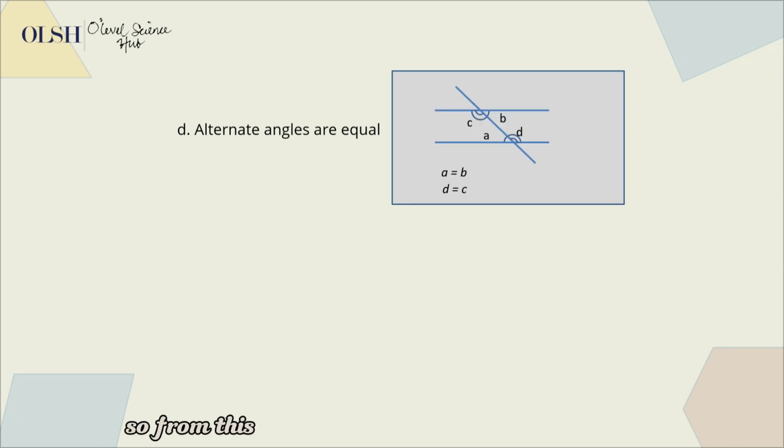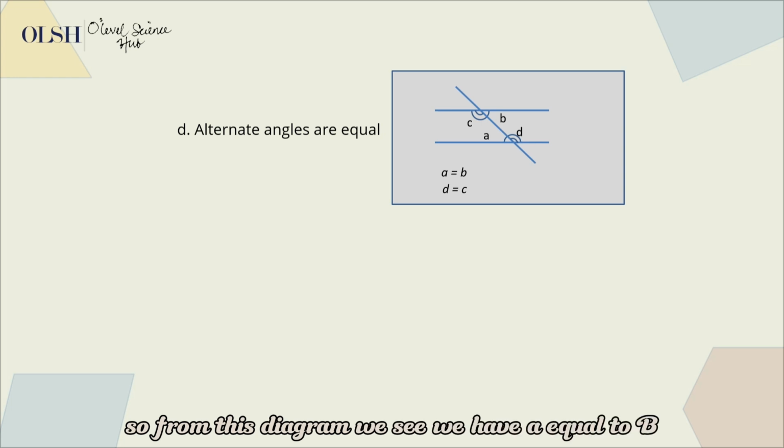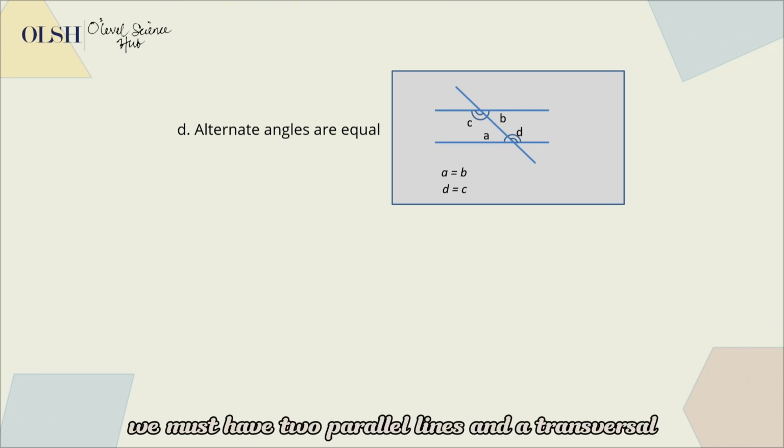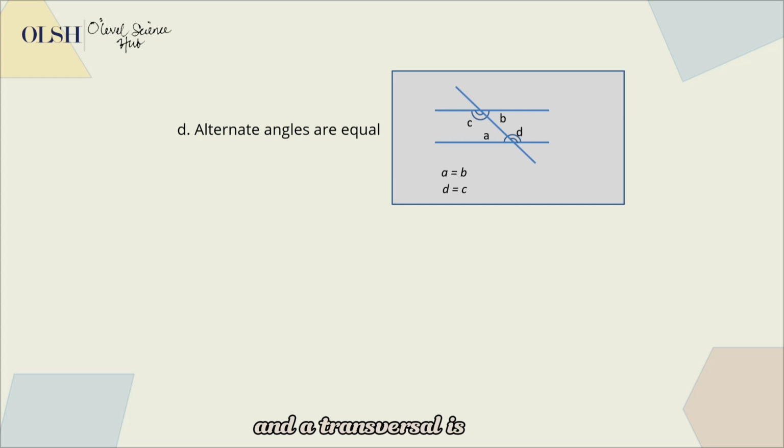Moving on, alternate angles are equal. So from this diagram we'll see we have A equal to B, D equal to C. But how do we spot alternate angles? For alternate angles to occur, we must have two parallel lines and a transversal. And a transversal is a line which passes through two or more lines. So we can see we have this line and this line parallel, and we have this line cutting through both lines, and this is the transversal.